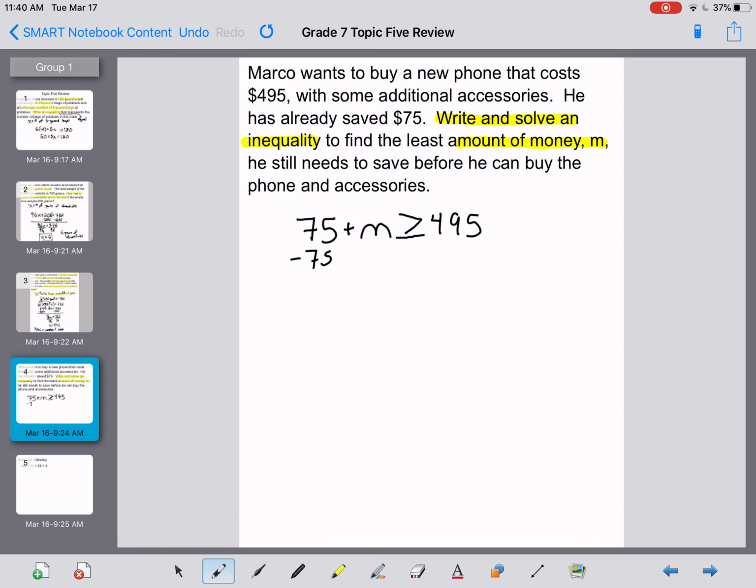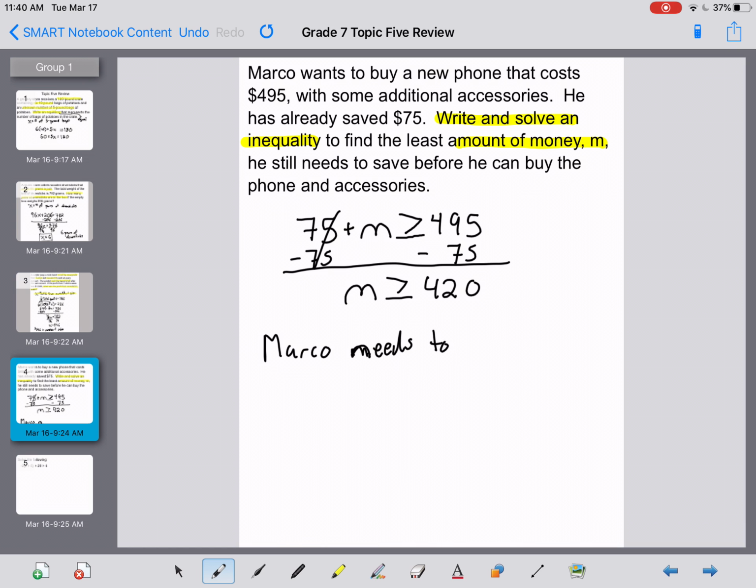So I can subtract 75 from both sides. 75 minus 75 cancels out. M is greater than or equal to 495 minus 75, 420. So that means that Marco needs to save $420 or more in order to buy the phone.